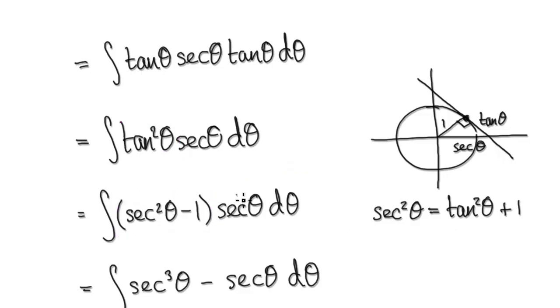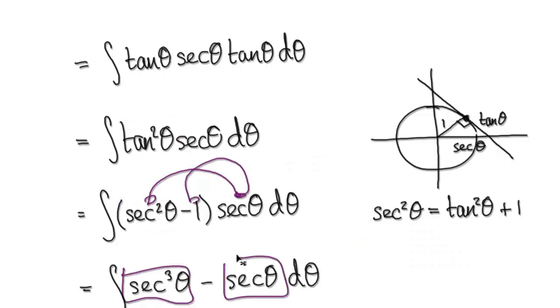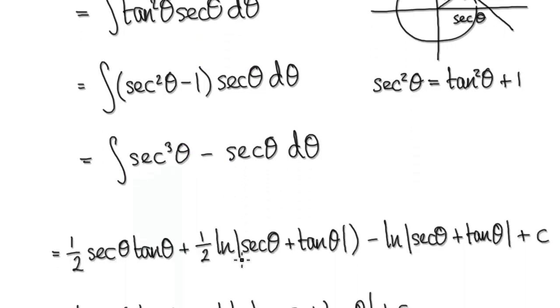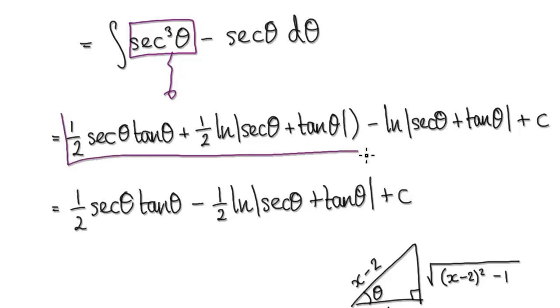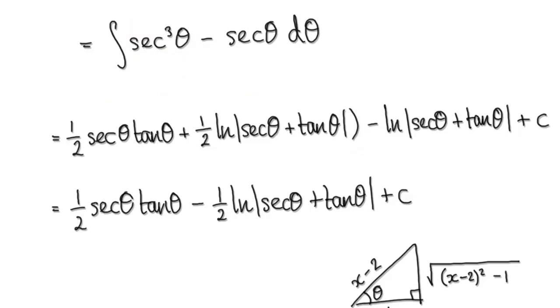So now multiply this out. This times this, that will then give you this. This times this, that will then give you this. So now it's just a matter of integrating secant to the power 3 and integrating secant theta. So we've done this many times in the past. If you can't remember, look this up. If you integrate this, it will give you this whole thing here without the bracket.